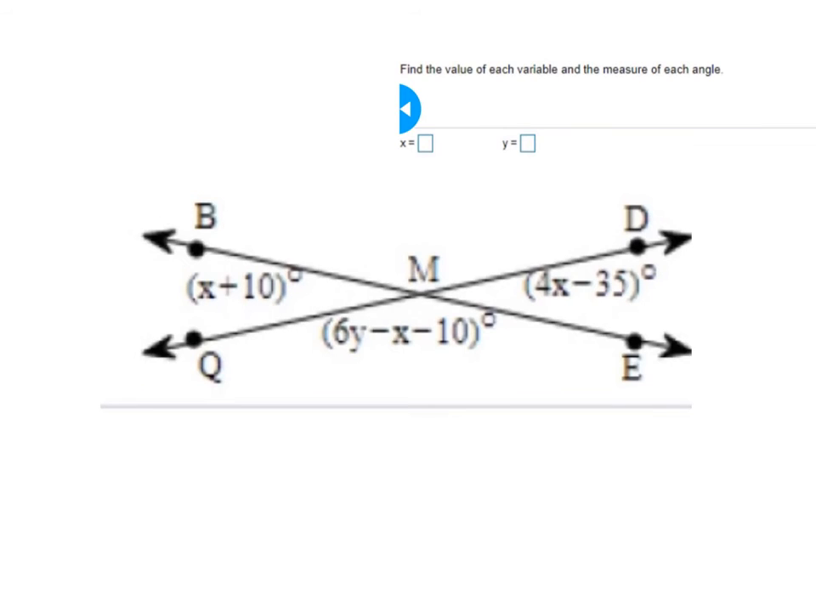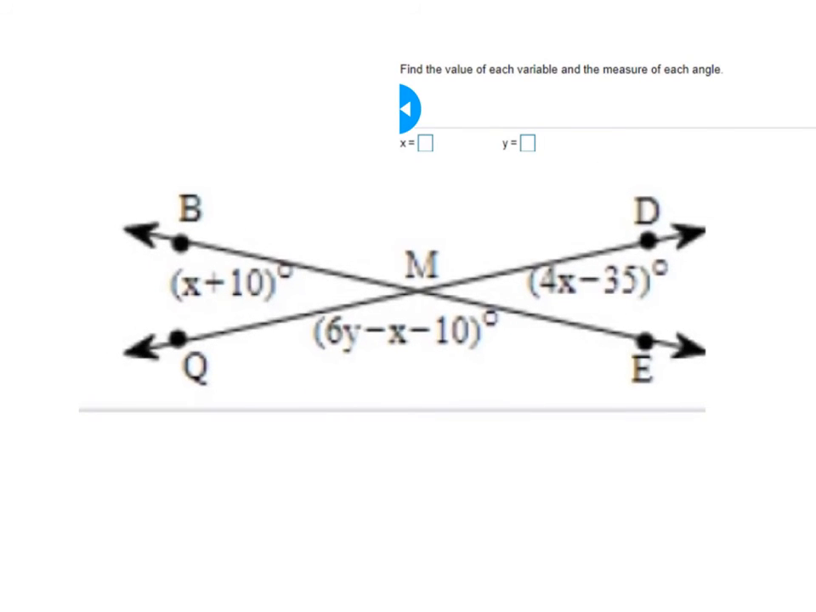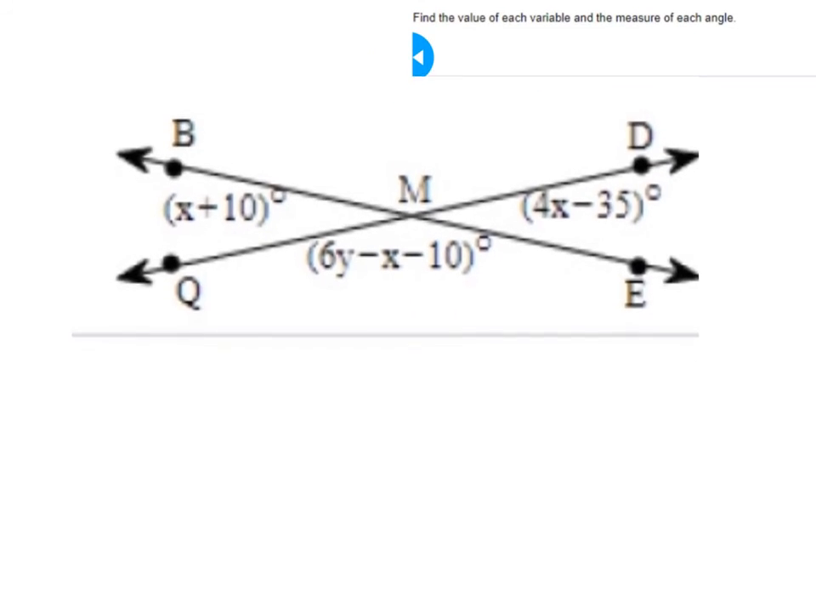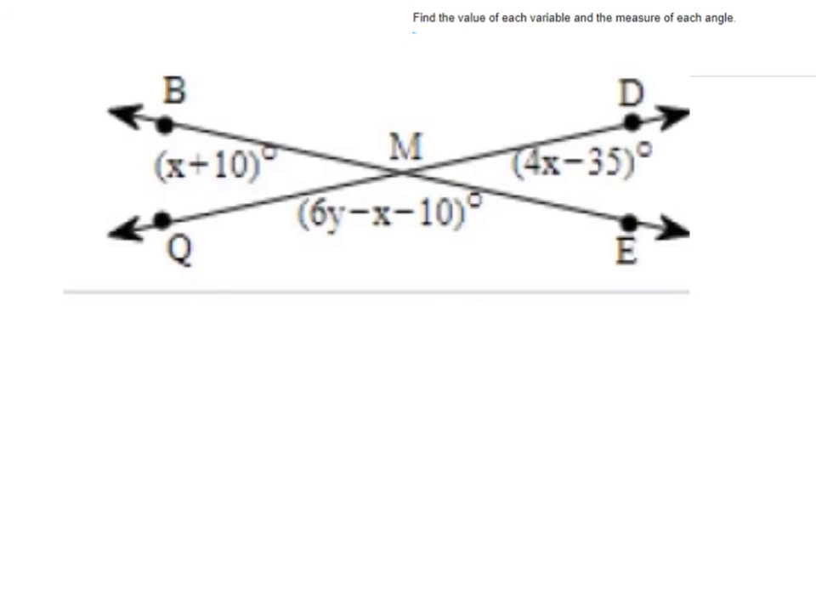Okay, so this one says find the value of each variable and the measure of each angle. So we've got a lot of stuff going on here. I'm going to mark up my picture and then I'm going to move these things kind of out of the way for us. So we've got some room to work. Okay, so I know that these two angles are congruent because they're vertical angles. So that's the first equation that I'm going to write. I'm going to say that x plus 10 is equal to 4x minus 35.